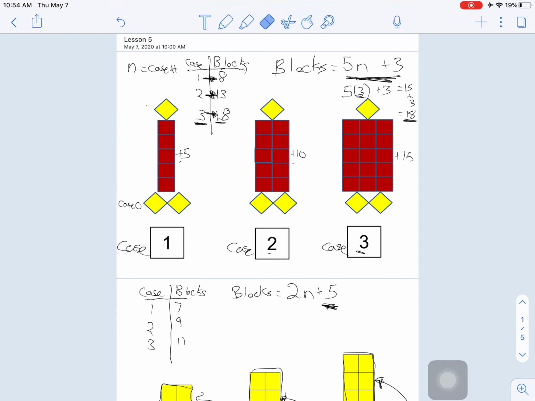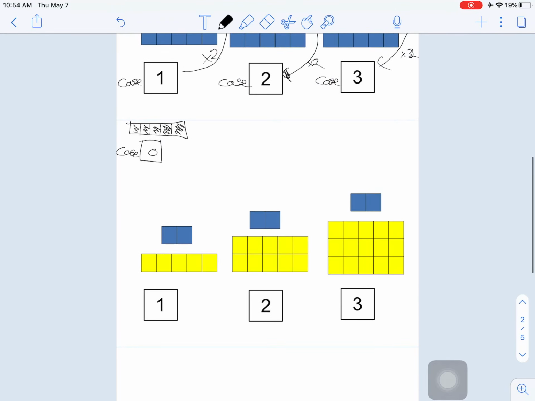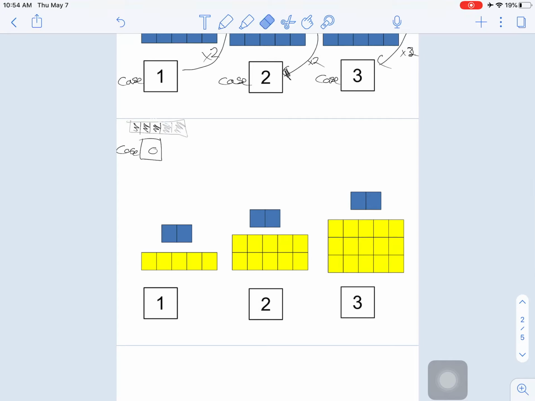Case 0, sorry, I was too focused on the last one, would only have these 3 diamond blocks, right? The 3 yellow diamond ones. And look at case 0 has 3, and look at this number right here. It's the same thing. So right away we could start recognizing trends in case 0 and how that affects our formula.